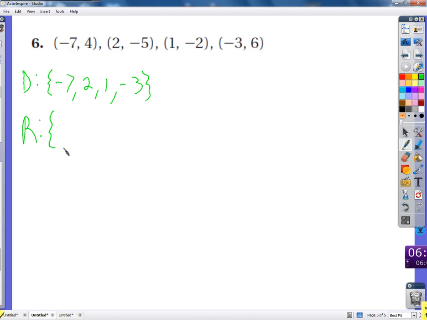Okay. So what is the range consisting of? Inputs always come first in an ordered pair. Yeah, ordered pairs. Inputs are always first, and outputs are second.